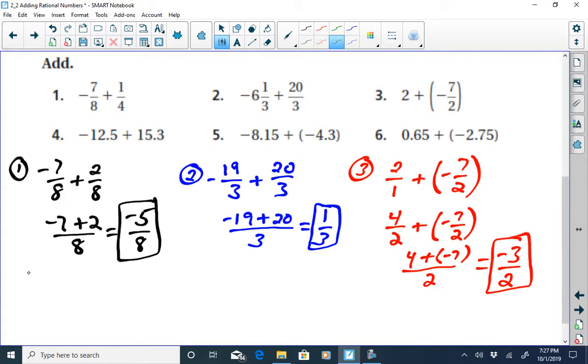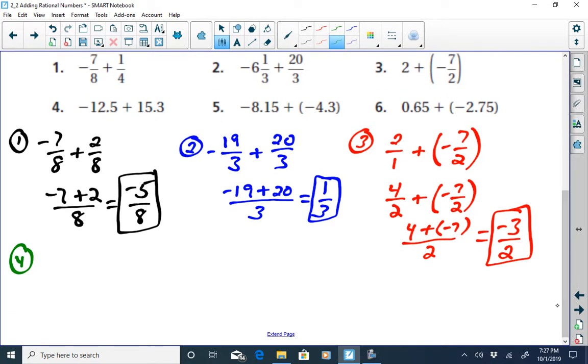All right, let's look at example 4. Example 4, we have negative 12.5 and 15.3. Now I'm adding opposite signs, which means I have to subtract their absolute values. So we want to make sure that we subtract the smaller number from the larger number when it comes to absolute value. 15 and 3/10 has a larger absolute value than 12 and 5/10, right? But we have to subtract them because we're adding opposites.